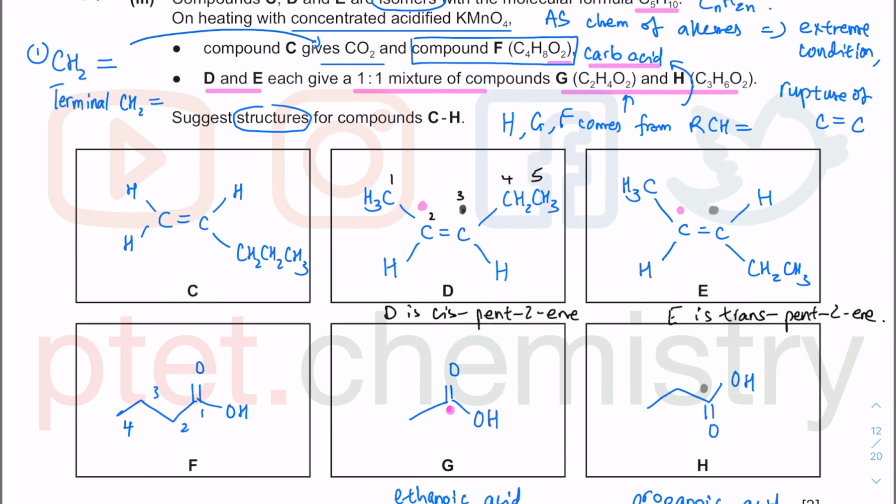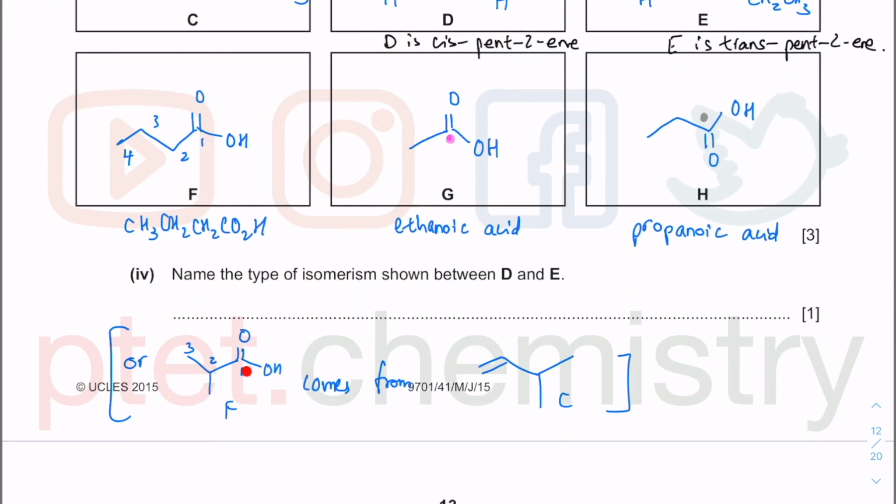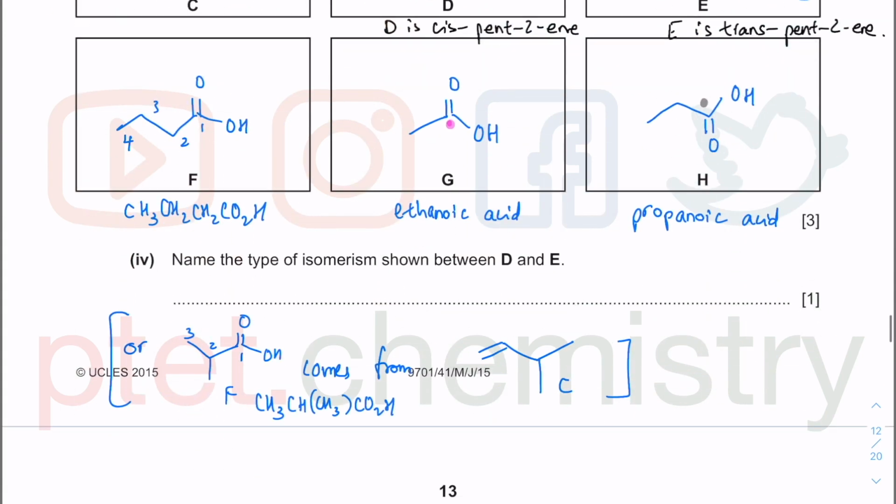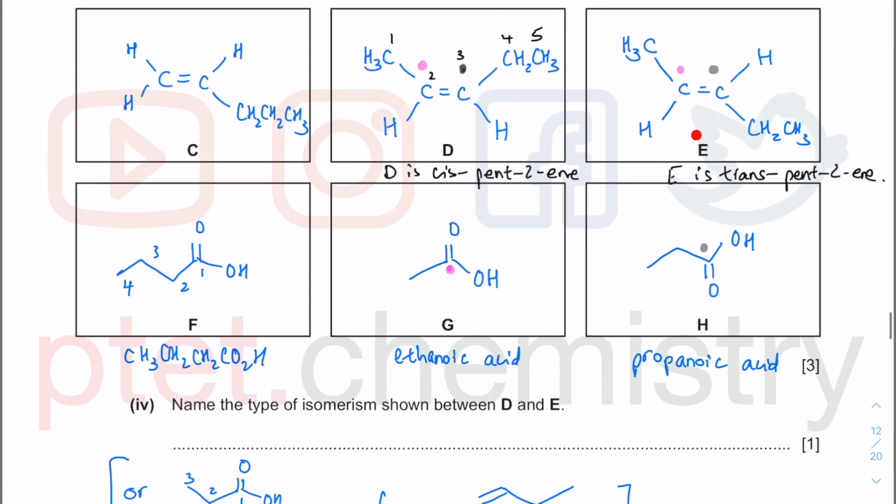Okay, we do know it's C4H8O2. This is CH3, CH2, CH2, CO2H. So there are 3, 4, 5, 6, 7, 8 hydrogens, and there are 2 oxygens. This and this, they are what you call chain isomers, and you will see that this one is CH3, CH, CH3, CO2H. So again, there will be 8 hydrogen, 4 carbon, 2 oxygen, just like the formula of F for this one here, because they are chain isomers, same molecular formula, different structural isomer. Between D and E, so D and E must be your geometric isomers, the cis and trans isomerism.